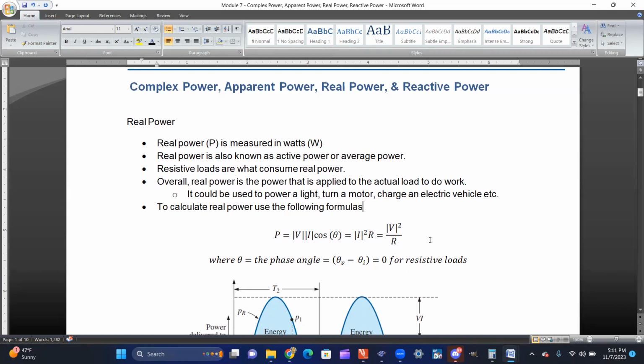All right, so these are a couple different ways you can calculate the power. Just know that this phase angle right here is equal to the phase of your voltage minus the phase of your current. And so for resistive loads, it's equal to 0. So this term right here, cosine theta, for resistive loads will cancel out, and you'll be left with just V and I, the magnitude of your voltage times the magnitude of your current.